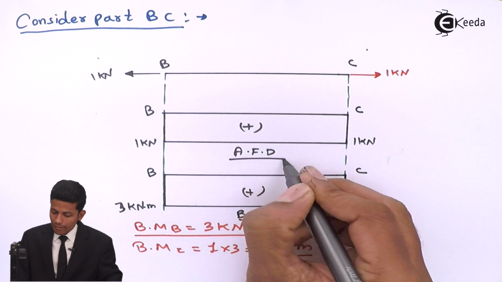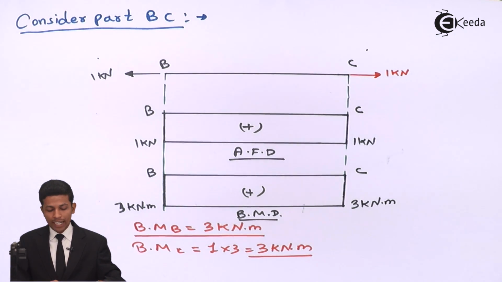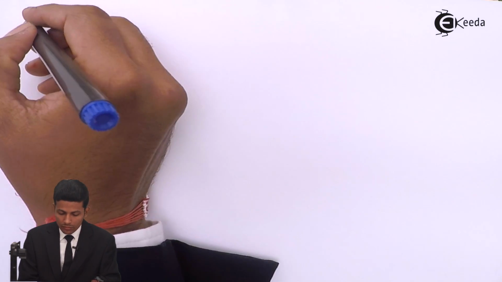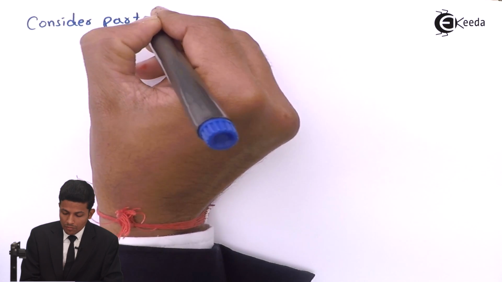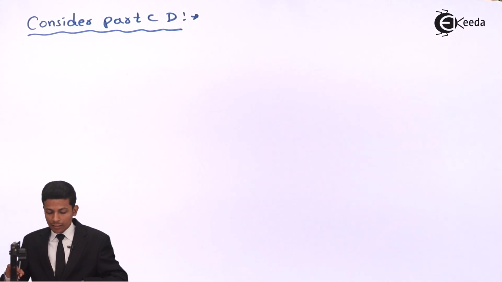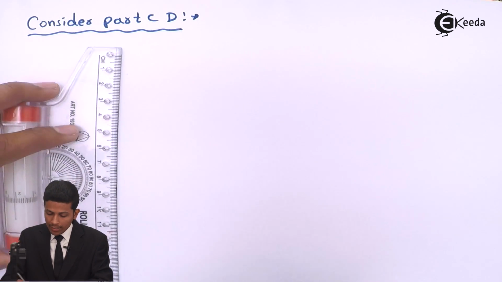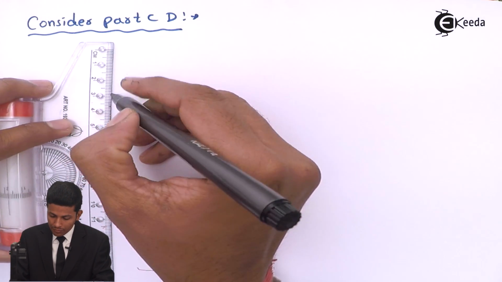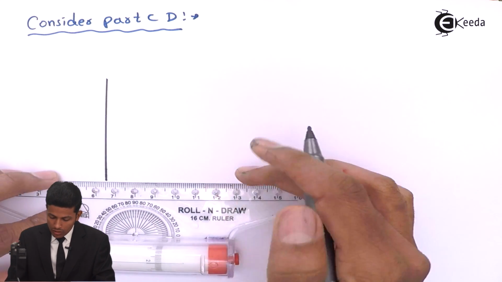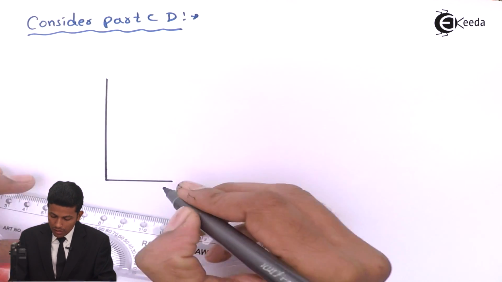Okay. Now we are done with the axial force diagram and bending moment diagram. Now let's start with the third part. We will consider part CD. Now when we are considering part CD, now balance. Now draw the FBD first like this. Now see, this is the FBD part.